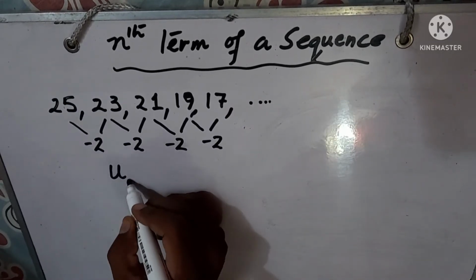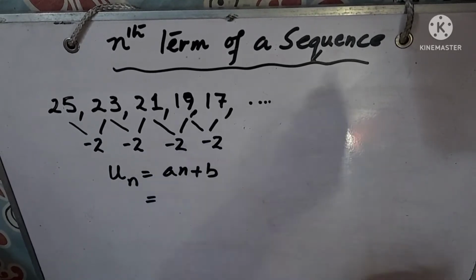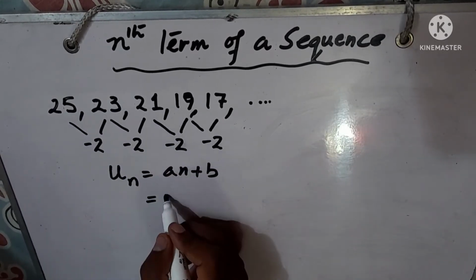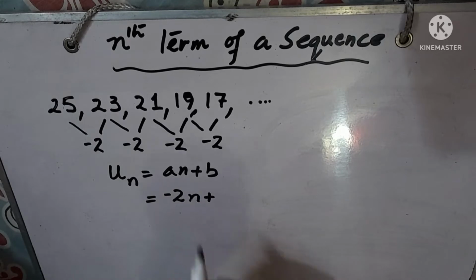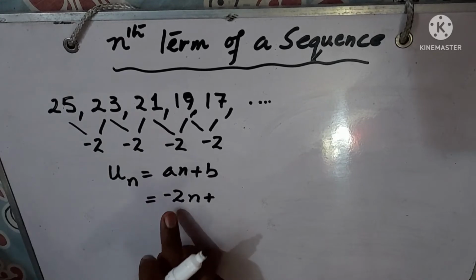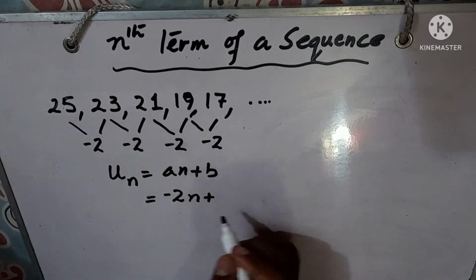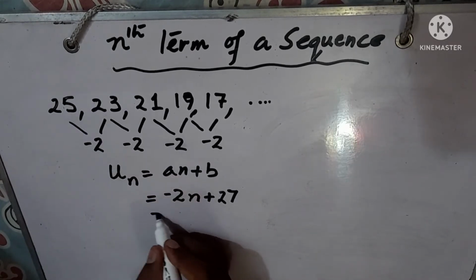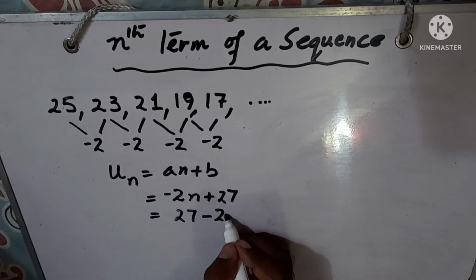So I will start with the general form of the nth term. As I said in my previous example, if the first difference is the same, this is my A value. I'll replace my A with minus 2, so minus 2n plus something. This number plus something should give me my first term. What will I add to negative 2 to get 25? If I add 27 and subtract 2, I get 25. I normally write the positive term first, so this will become 27 minus 2n.